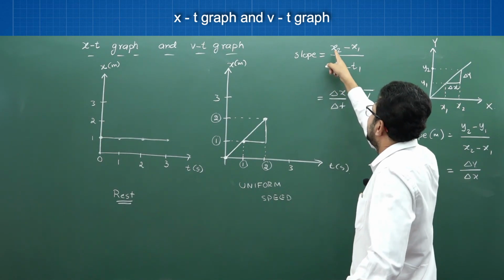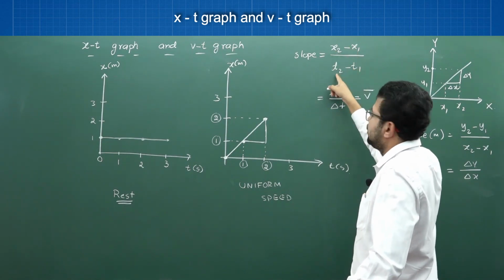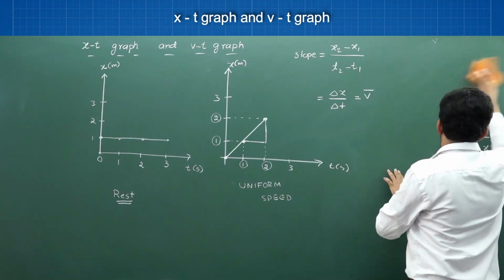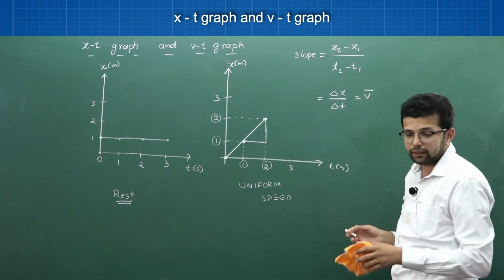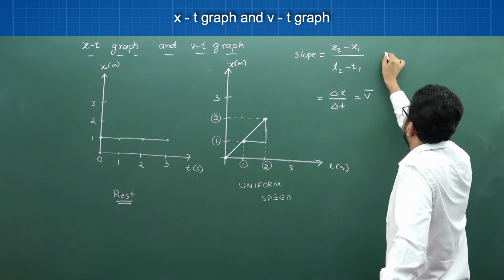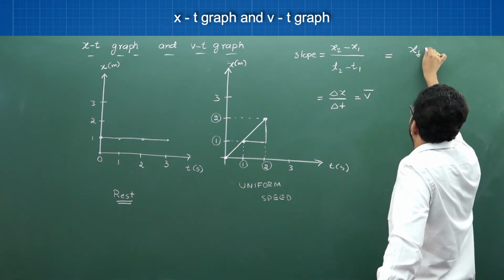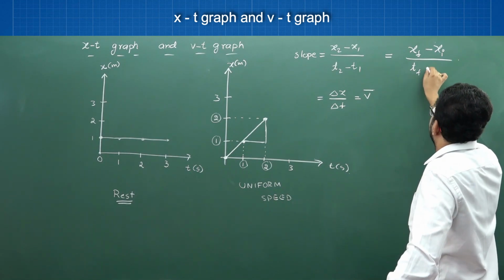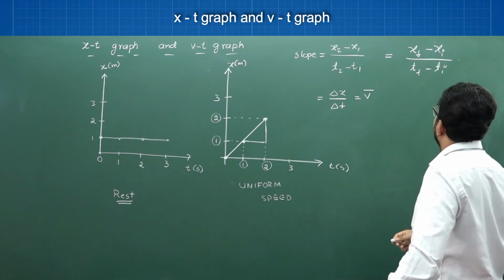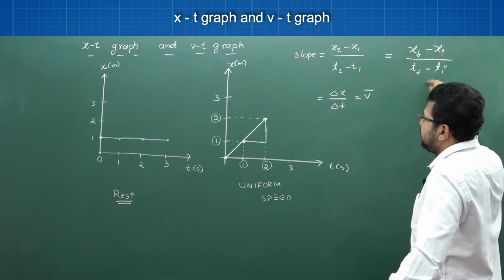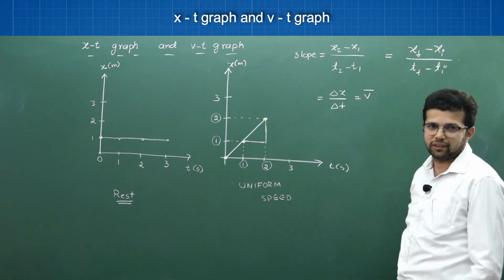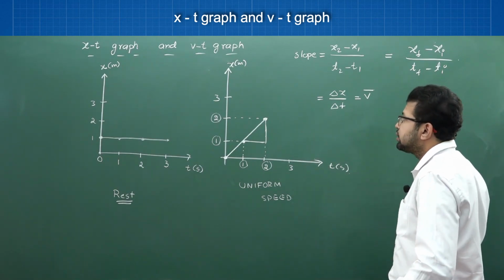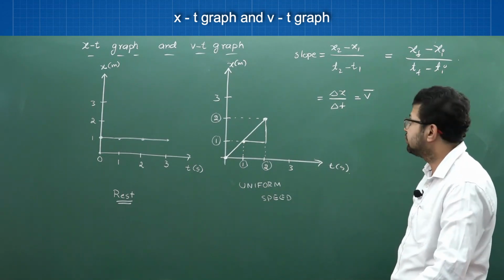This slope can also be written as xf minus xi divided by tf minus ti. Instead of x2 minus x1 I can write it like this: final position minus initial position divided by final time minus initial time. This is change in position, total displacement divided by total time taken, which will give us average velocity. So, what we can remember is the slope of the xt graph gives average velocity, or simply velocity.